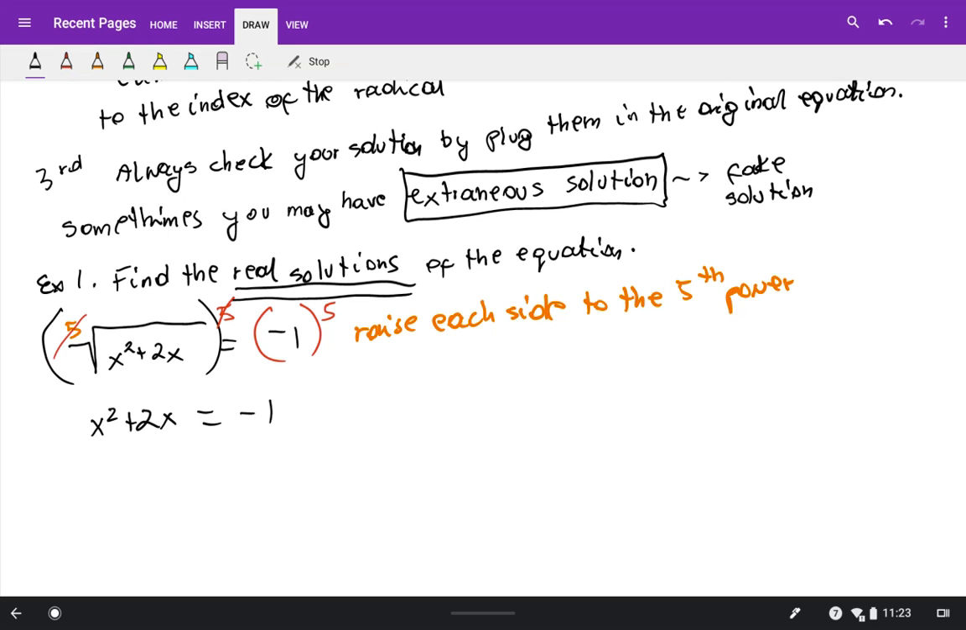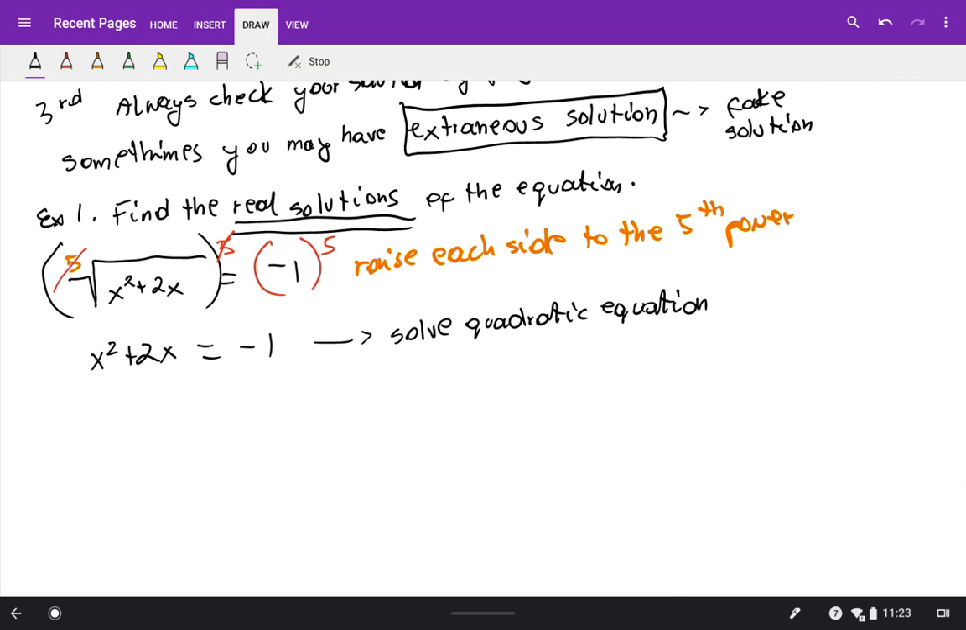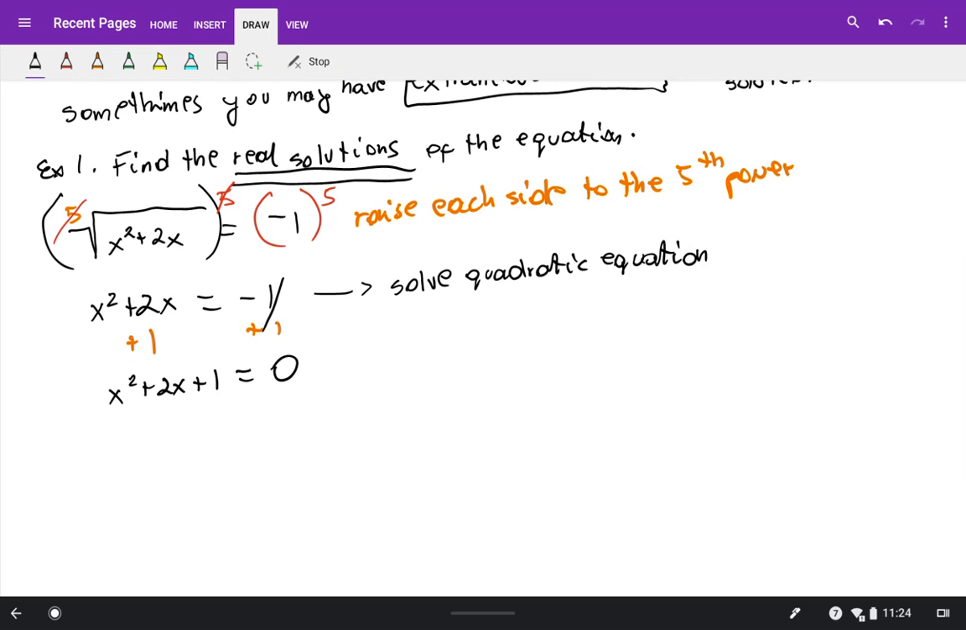Now, as you see, this is just a quadratic equation, so you need to solve a quadratic equation. To solve a quadratic equation, you always want to have a 0 on the right side. So I'm going to add 1 to both sides, and we have x squared plus 2x plus 1 equals 0. It's up to you how you want to solve it. I'm going to solve it by factoring using the AC method.